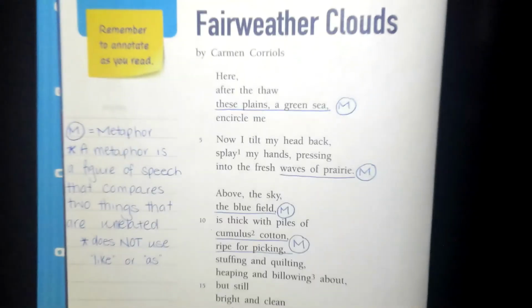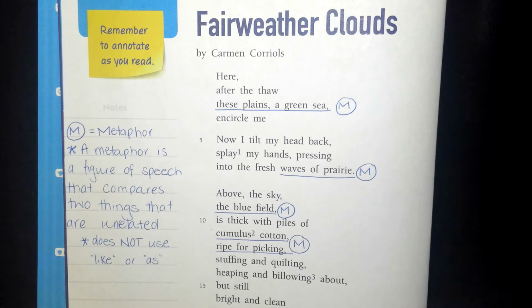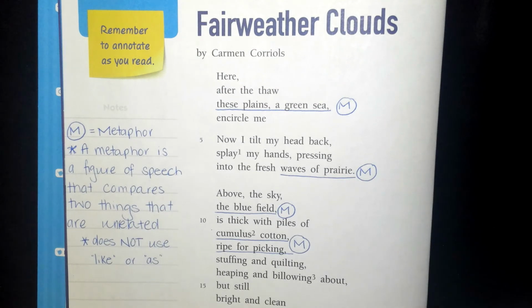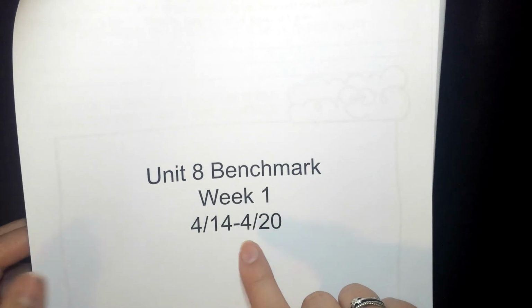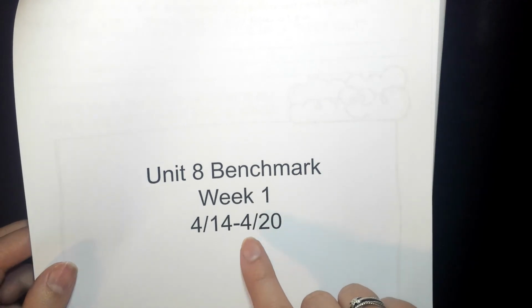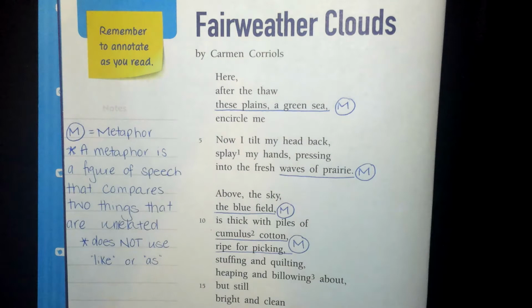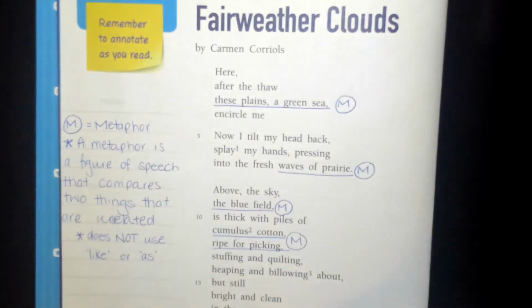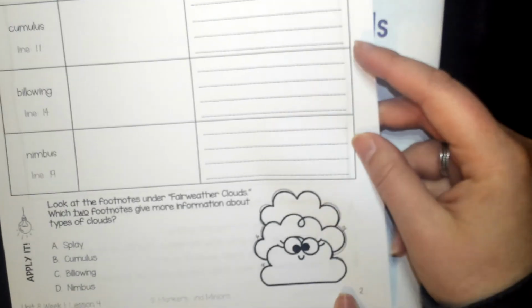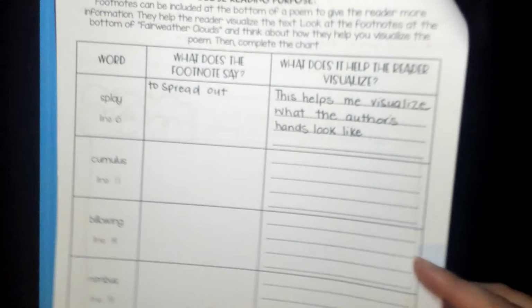You're also going to need your benchmark packet. It looks like this. And I know that it says benchmark week 1. Please ignore this date range. When I printed these, I had planned on doing a benchmark lesson a day, and then I decided to slow it down. So I know that it says week 1, but we're moving a little bit slower than that. So it's still in the week 1 packet, and it is on page 2. It has this cute little cloud at the bottom, and it's the one that looks like this.